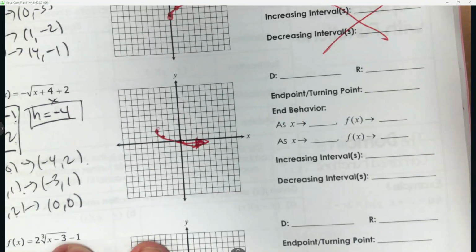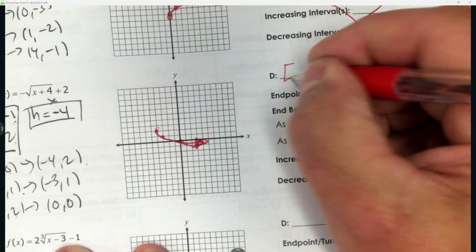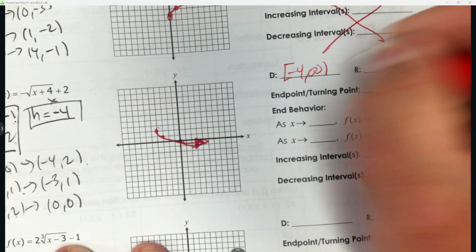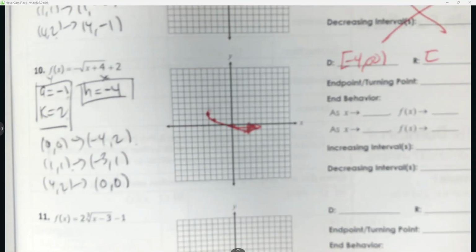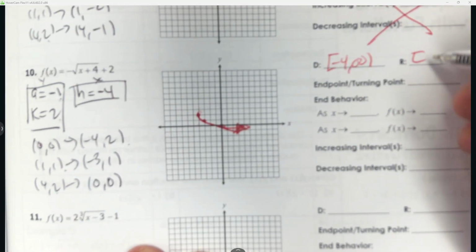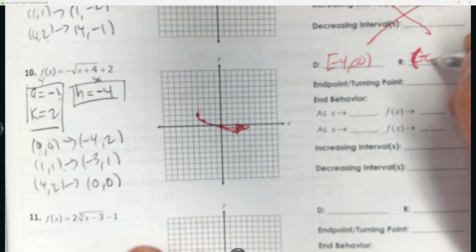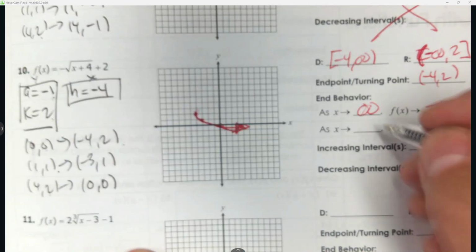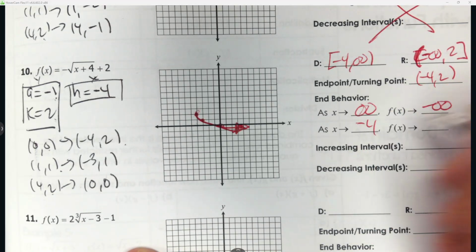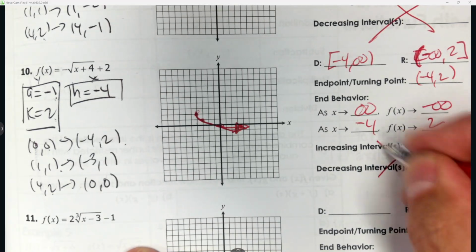And then our domain is the h, which is -4 to infinity. Our range is our k. Now, because a is negative and it's going down, we actually start with -infinity. So this is going to be -infinity up to k, which is 2. Our first point we put on, the -4, 2, is where the graph started. The right end is going down. The left is h and k. And we're not worrying about this.